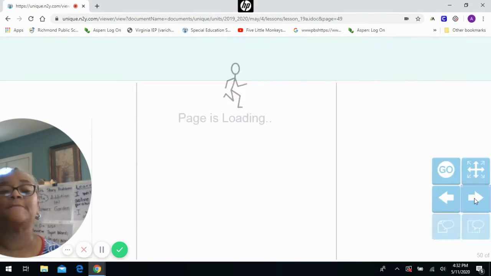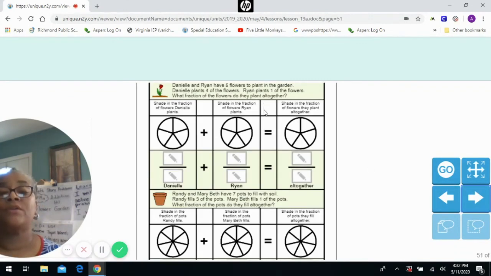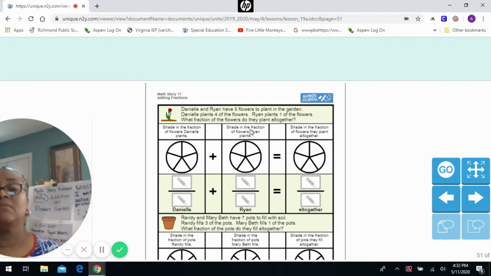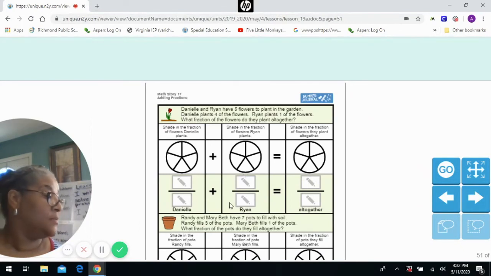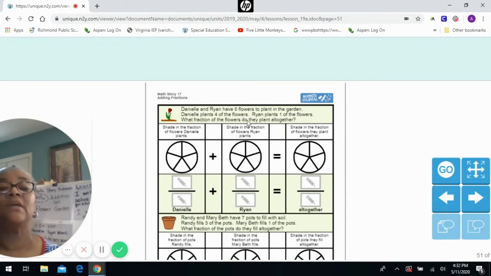All right, let's see. Okay, so here we go. We're going to do this one. It says Danielle and Ryan have 5 flowers to plant in the garden. Danielle plants 4 of the flowers, and Ryan plants 1 of the flowers. What fraction of the flowers do they plant all together?